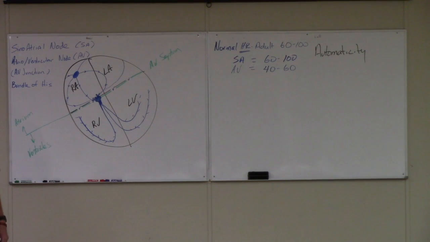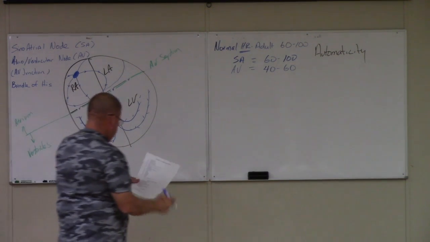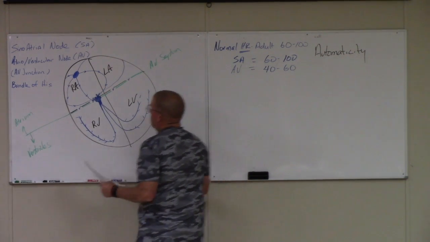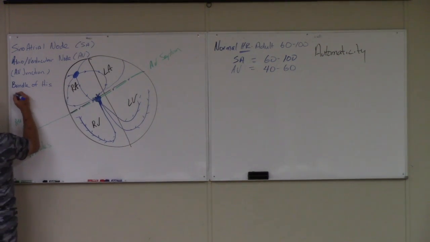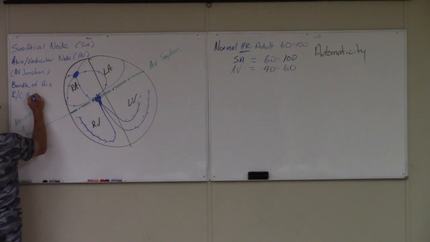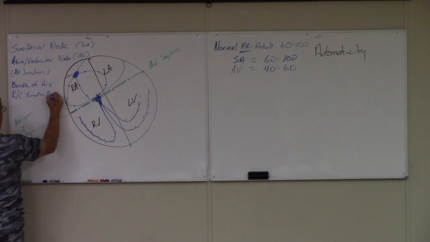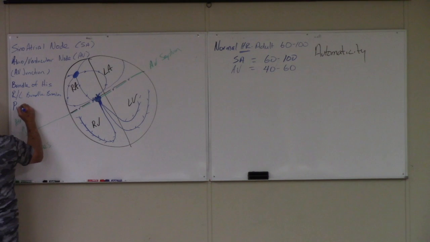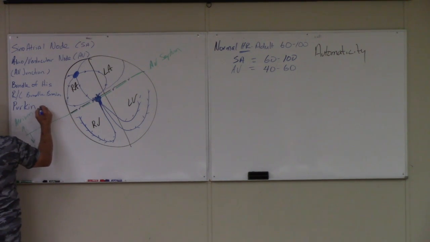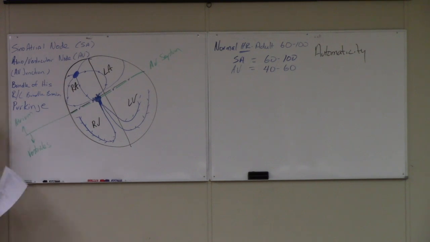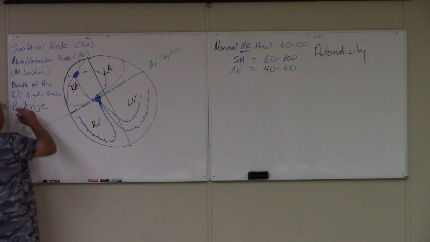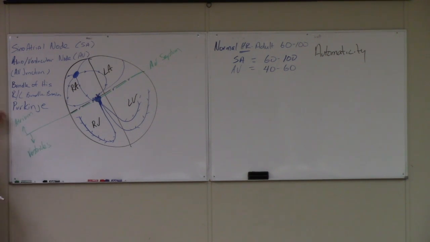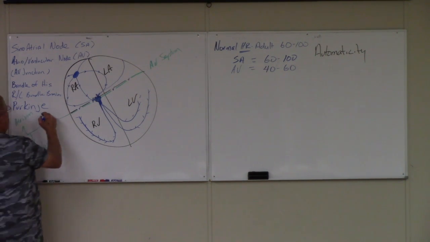Okay? And what we call those fibers is Purkinje, P-U-R-K-I-N-J-E, Purkinje fibers. What was the one right before that? Right and left bundle branches. Oh, okay. Right.